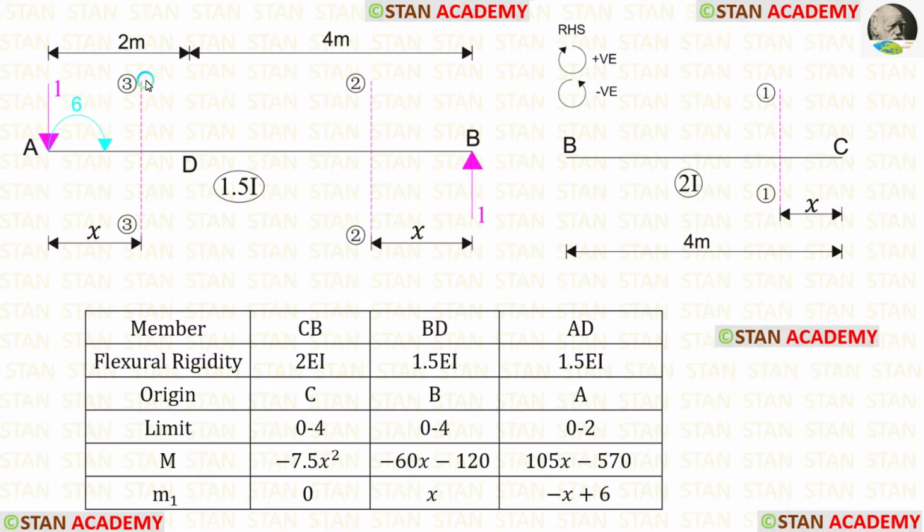Now let us find the moment in the third section. This load is acting towards the section in the anti-clockwise direction. So it will be negative and the distance is x. So we will get minus x. This moment is acting in the clockwise direction. So it will be positive.